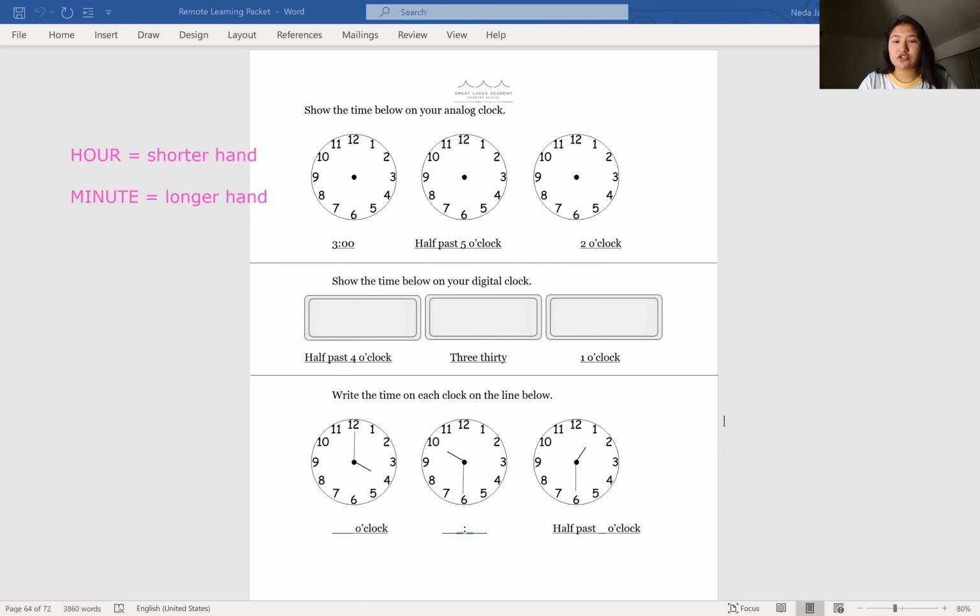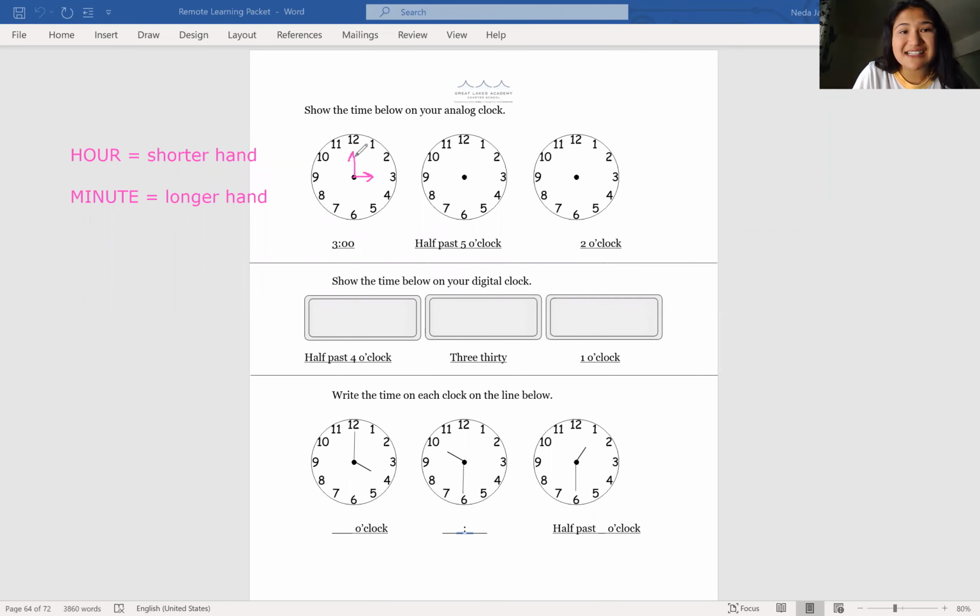Okay, let's do the first one together. So the first one says 3 o'clock. So I'm going to use my hour hand first, which is the shorter hand. And I'm going to draw it pointing at 3. And if we are at o'clock, I know that we are pointing straight up. So I'm going to draw that, pointing straight up.